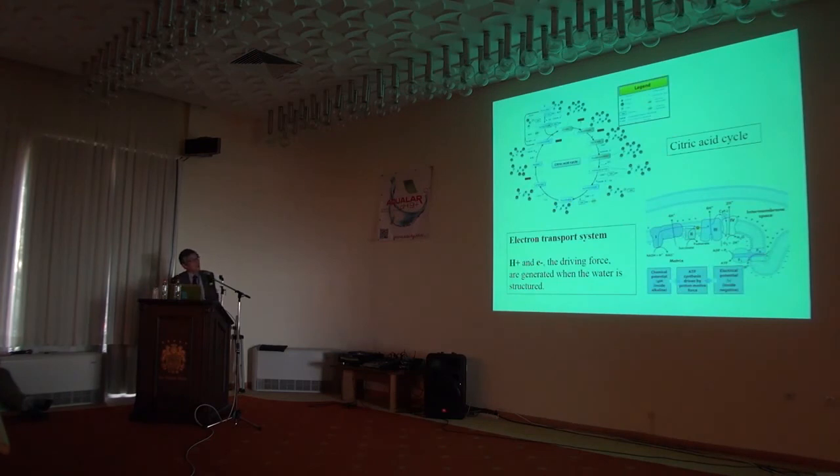And I think that most of you know where the citric acid cycle is being done, and the electron transport system is a major part of this citric acid cycle. And the proton and electron is a driving force, but it's not so well known where the source of the protons and electrons is to operate this electron transport system. Even in the textbook, it is said that there is an abundant amount of protons in the water, so that it is supplied from the cytoplasm or so. It's not a clear description. I think that the protons and electrons are generated and supplied from the water, which is structured.